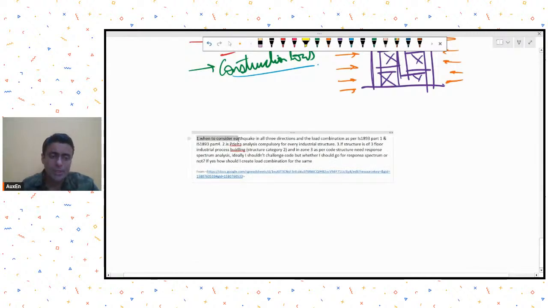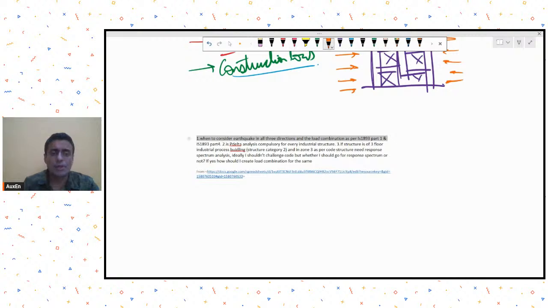So Mr. Shubham Kole is asking when to consider earthquake in all three directions and the load combinations as per IS 1893. It is quite clearly given under which scenario you have to consider which direction of earthquake. You just go to the load combination. It is given in IS 1893 Part 1 also. Usually in IS 1893 Part 1, for non-orthogonal lateral load resisting systems, they ask you for that 30% combination. And for each direction of earthquake, they have told you how to combine them. IS 1893 Part 4 is for industrial structures.